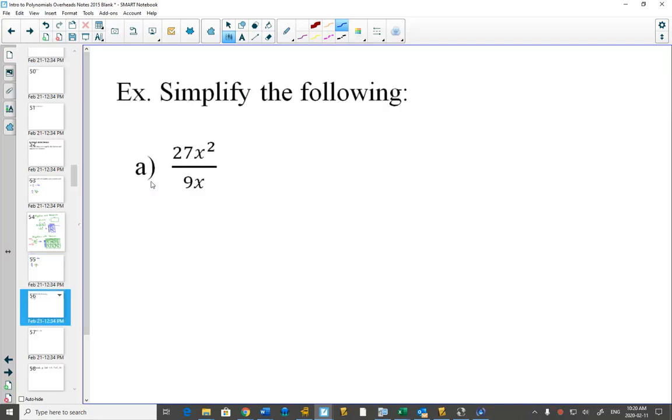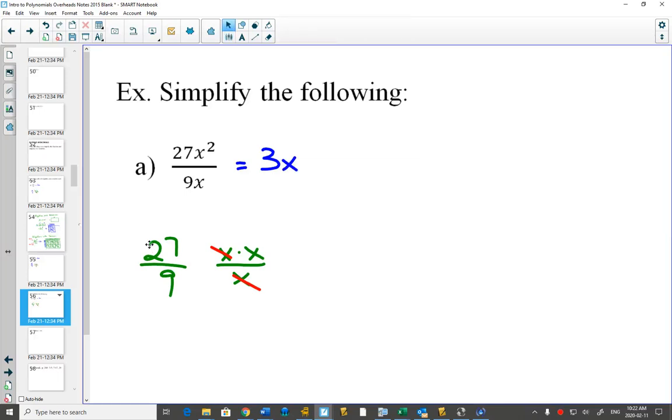Okay, try this one on your own. Looking at the numbers first, the number we have, 27 on the top divided by 9, can you simplify that? That's equal to 3. And then we look at the variables. We have x squared on the top. If you like to write it as a repeated multiplication, you can. Does anything simplify? One of those x's will simplify, leaving you with just 3x. Okay?